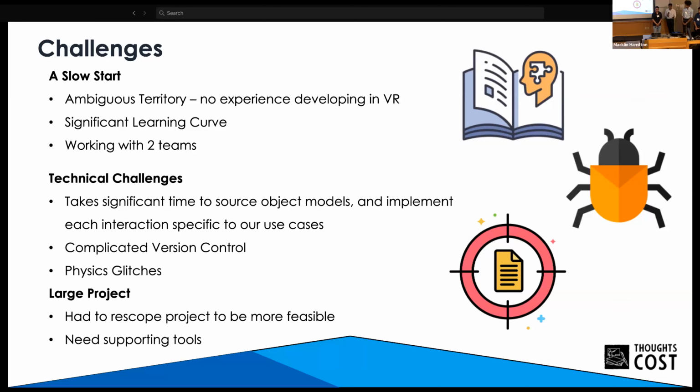Another challenge is physical glitches. Sometimes you're holding a beaker, and it gets tilted over to the side and just falls on the floor. Sometimes objects will fall through the floor. It can be messy, but that just involves doing a lot more research and tackling down into the code to see where these problems may arise.